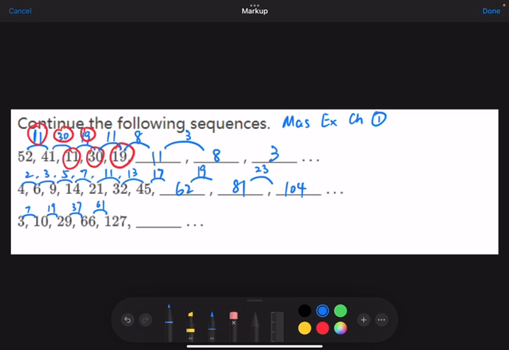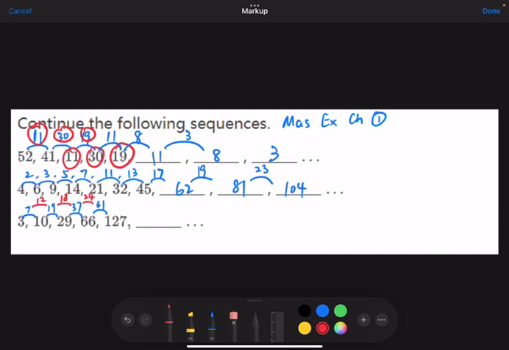So it still doesn't make any sense. 7, 19, 37, 61. Then how about if we look at the difference between the differences? So we have 7, 19, the difference is 12. And then 19, 37. Remember not to miscalculate, be careful here. The difference is 18. And then 37, 61. The difference here is 24.